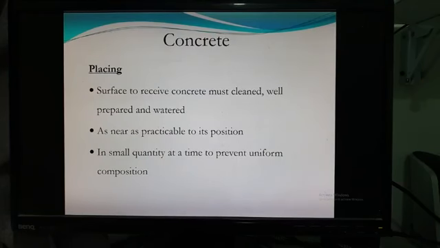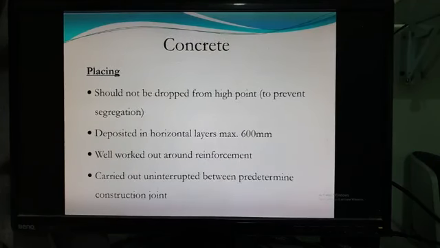Because what we are pouring here is basically liquid rock. So we must pour it as close as possible to the surface where it is needed, in small quantity at a time to prevent non-uniform composition. So we pour it in small quantity and then we work it and then we pour it a bit more, or the process can be done simultaneously, depending on the volume.